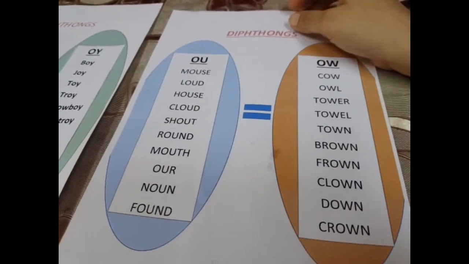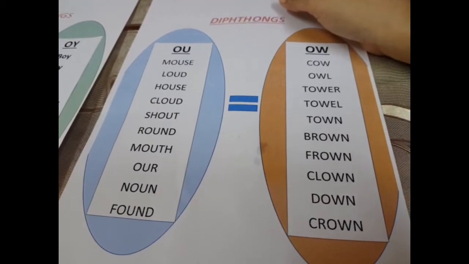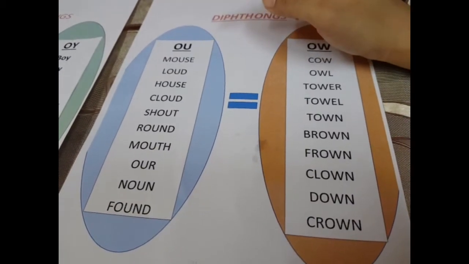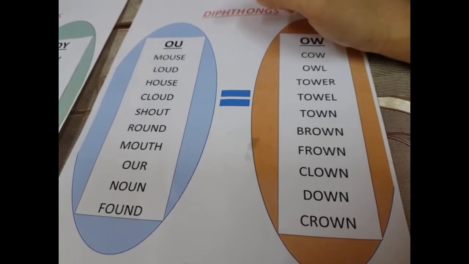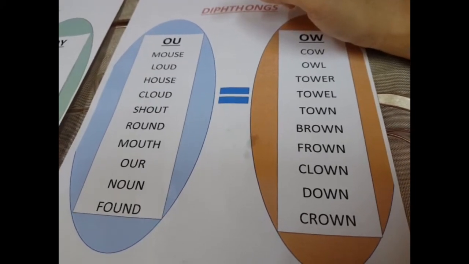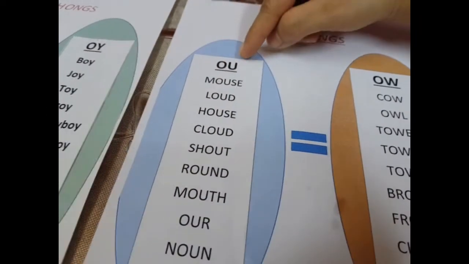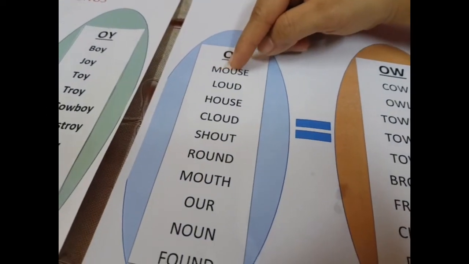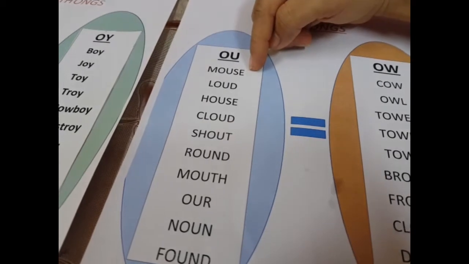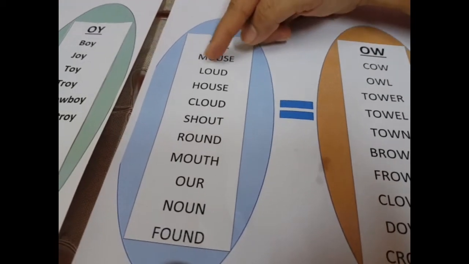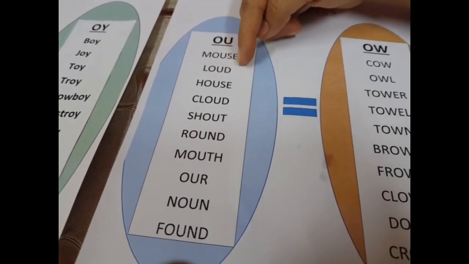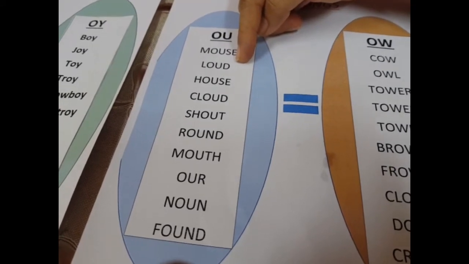Now Filza, we are going to learn about the diphthongs, okay? There are some pairs of vowels that make the same sound. Come on. What is the sound of OU? Ow. So what is MOUSE? Mouse. Very good. What is LOUD? Loud. Very good.